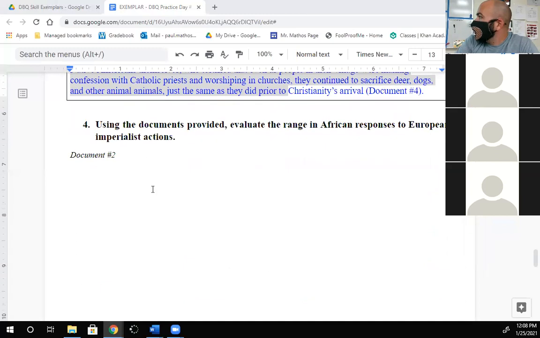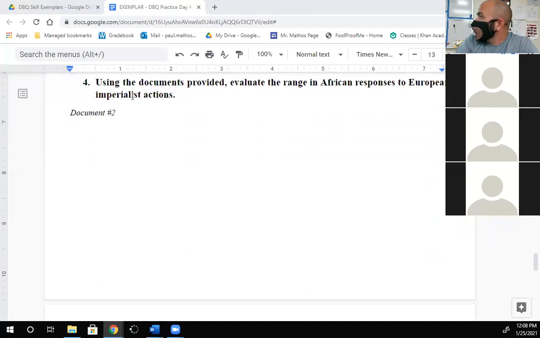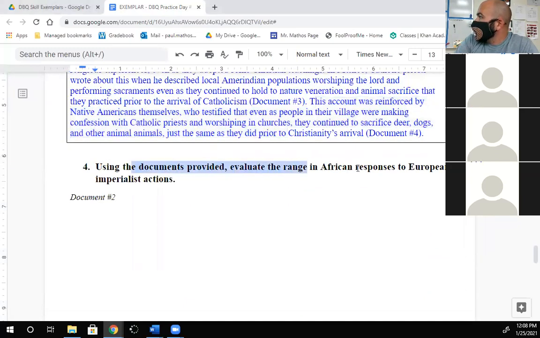We're gonna go to number 4. Okay, this one. Using the documents provided, of course, evaluate the range of African responses to European imperialist actions. I found this one to be pretty straightforward. Now, the reason I found it to be straightforward is because I think you guys get tripped up by responses.